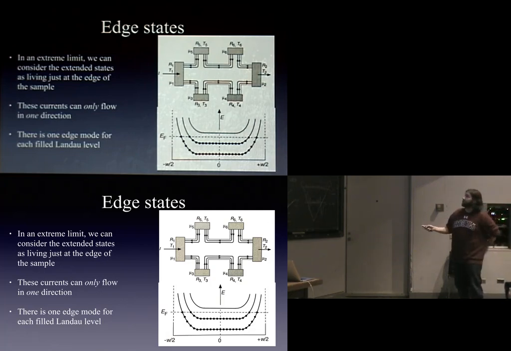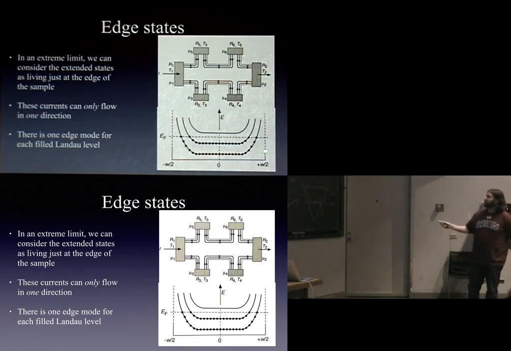So here is a picture where I basically have my sample, and if I didn't have to worry about the fact that there were edges, these bands would be flat in my Landau level picture. But there are edges because the electrons can't pop out. That means there's a wall here, which means that as my electrons approach the wall, their energy increases.